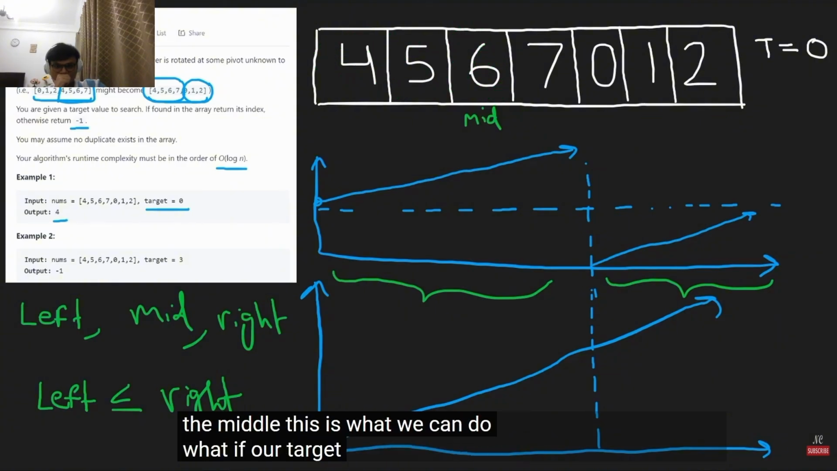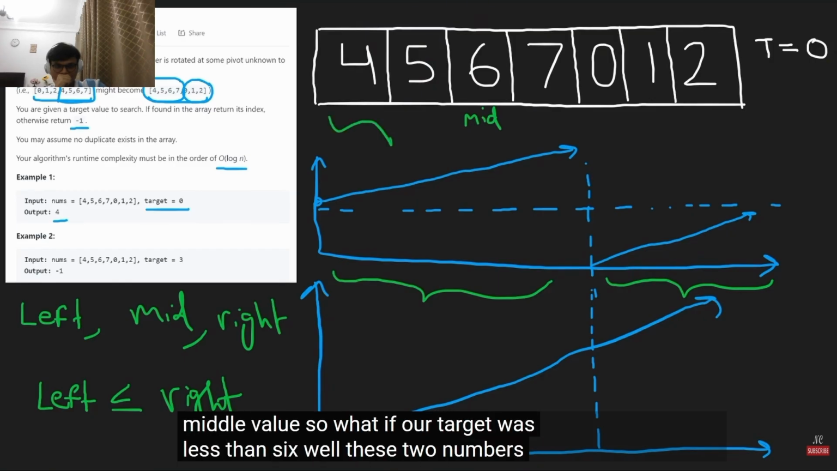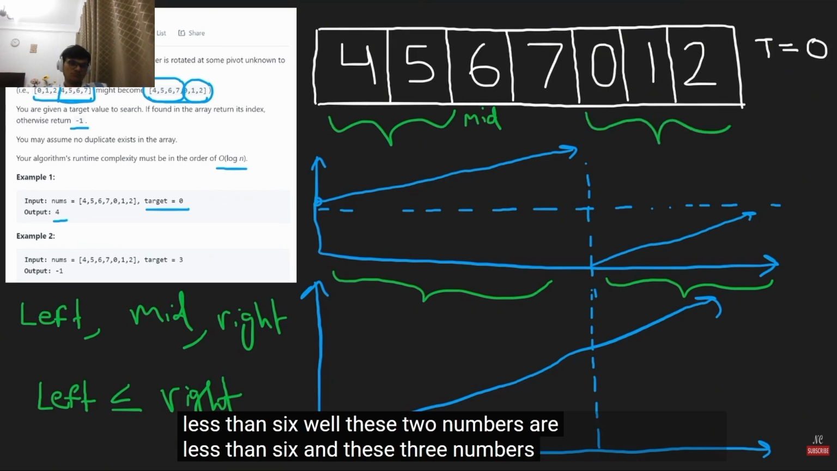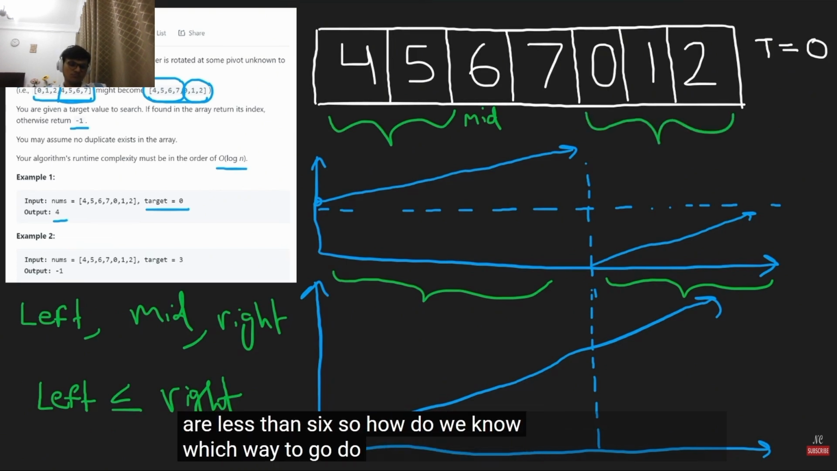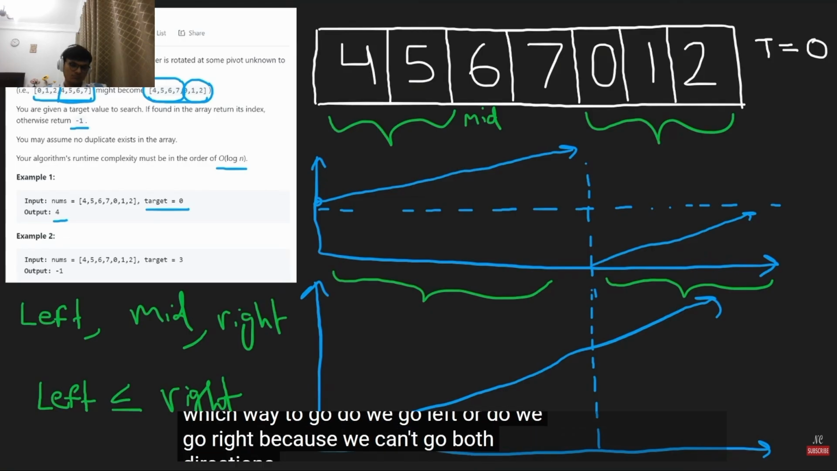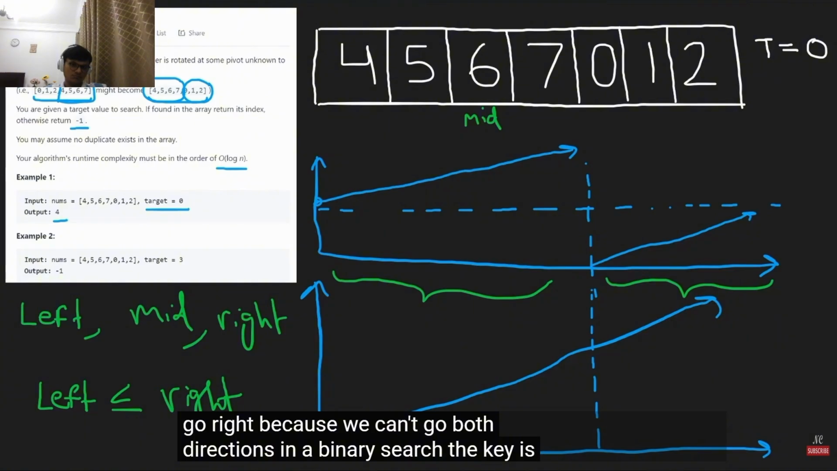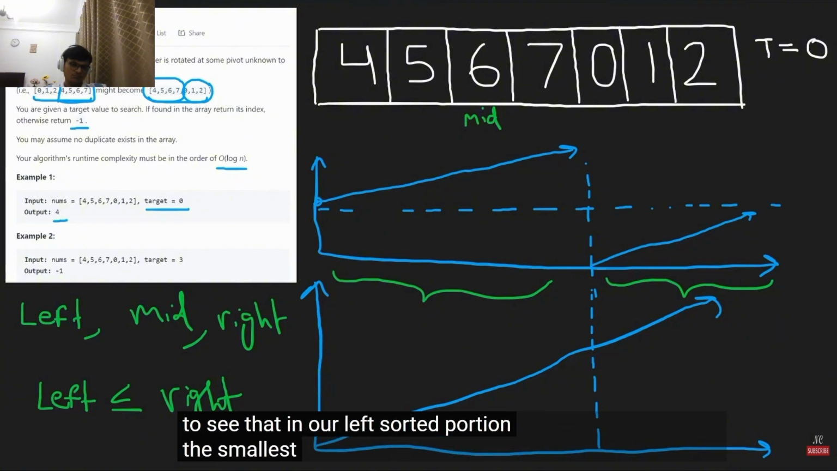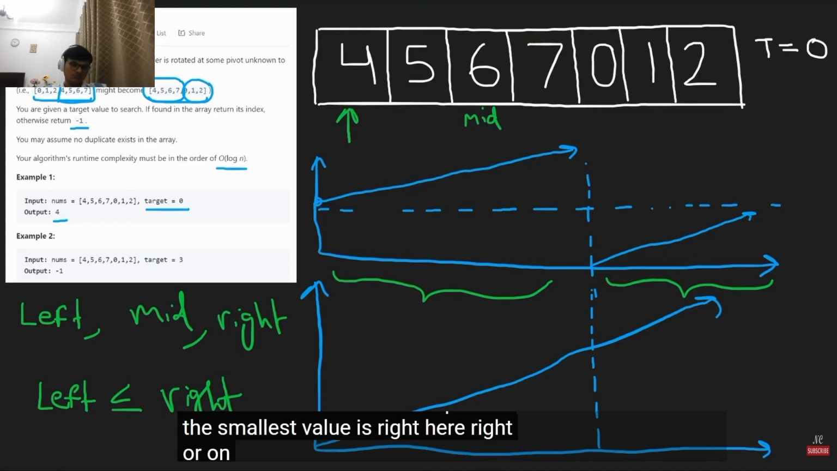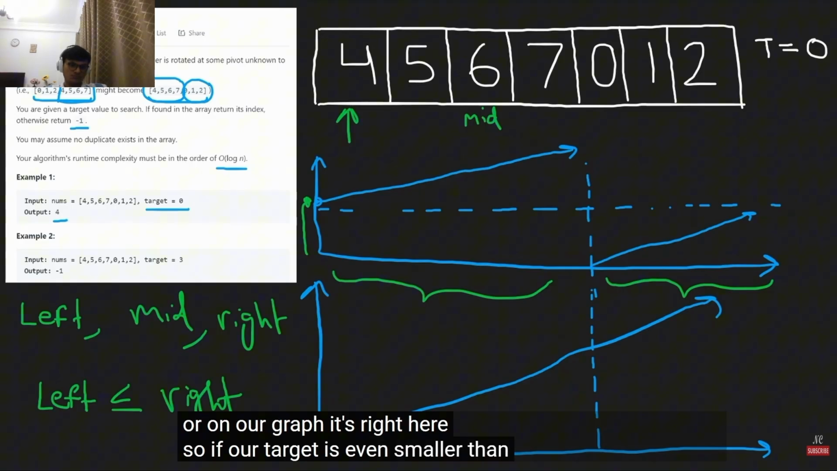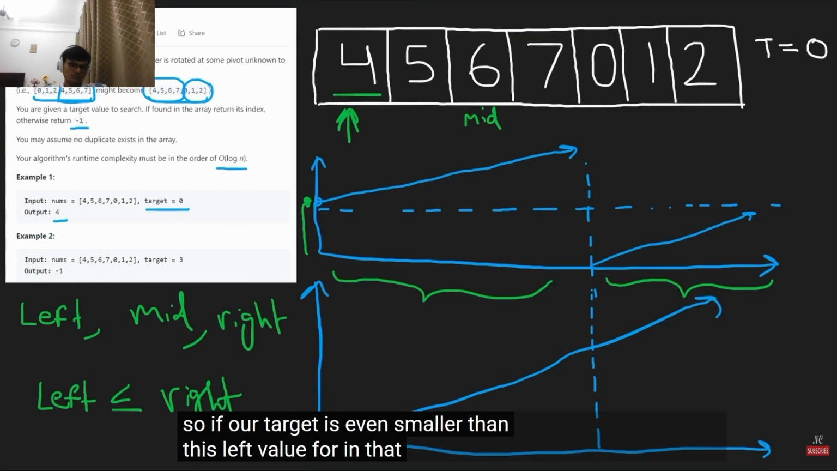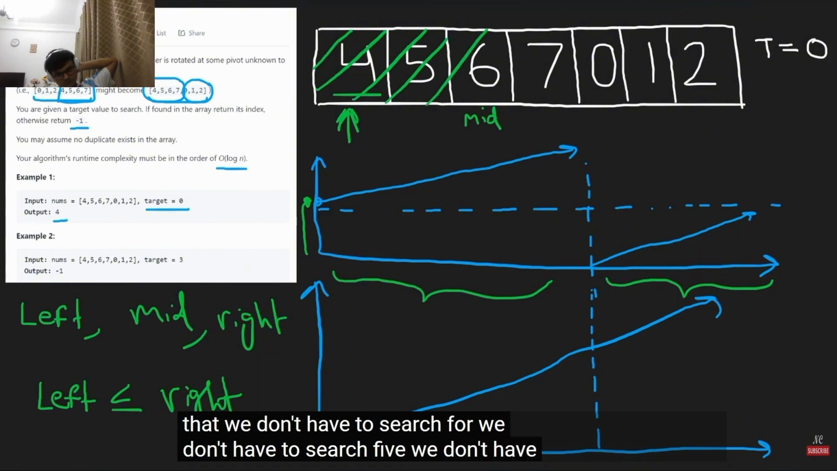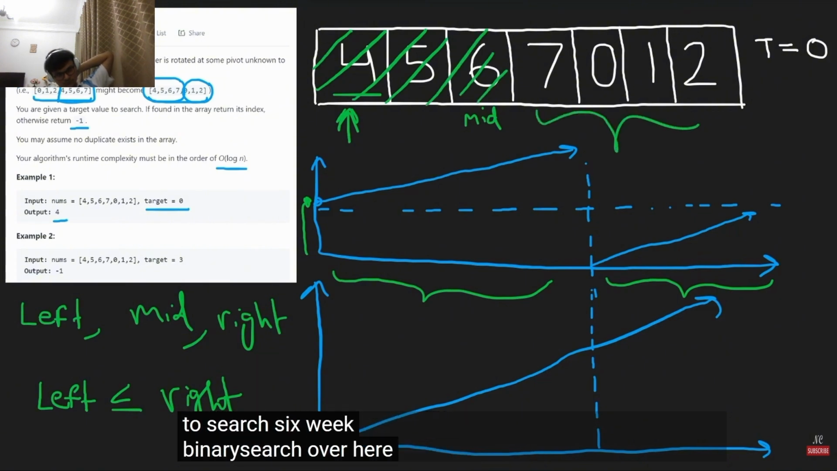What if our target is less than the middle value? So what if our target was less than 6? Well, these two numbers are less than 6, and these 3 numbers are less than 6. So how do we know which way to go? Do we go left or do we go right? Because we can't go both directions in a binary search. The key is to see that in our left sorted portion, the smallest value is right here, right? Or on our graph, it's right here. So if our target is even smaller than this left value, 4, in that case, we know that we don't have to search 4, we don't have to search 5, we don't have to search 6. We can run binary search over here.